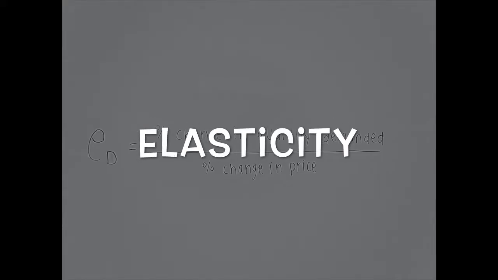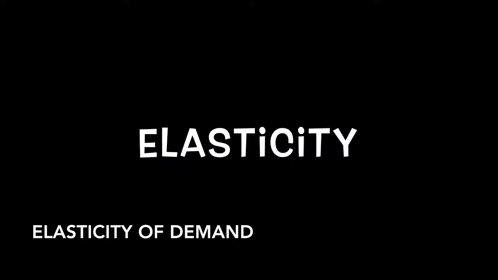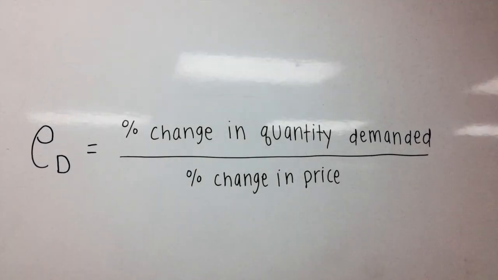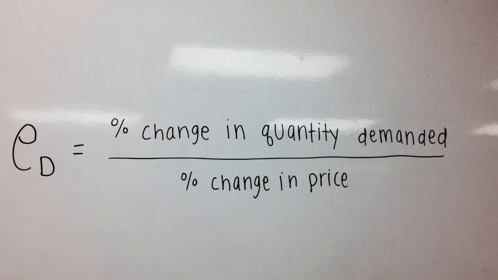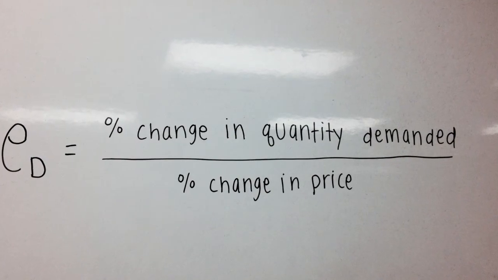We are now going to talk about elasticity. To show how responsive quantity demanded is to a change in price, we apply the concept of elasticity. Economists have repurposed the word elasticity to describe how changes in one variable affect another variable. When they say demand elasticity, they mean a concept called the price elasticity of demand. This is a measurement of how much the quantity demanded changes when the price changes.